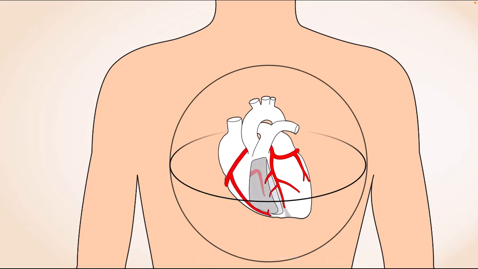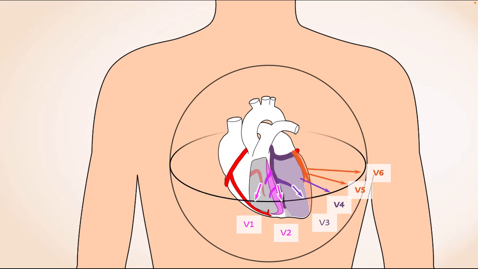The LAD branch of the left main coronary artery supplies the intraventricular septum, detected by V1 and V2, as well as the anterior wall of the left ventricle, detected by V3 and V4. The circumflex branch of the left main coronary artery supplies the lateral wall of the left ventricle, detected in the axial plane by leads V5 and V6, and in the coronal plane by leads 1 and AVL.